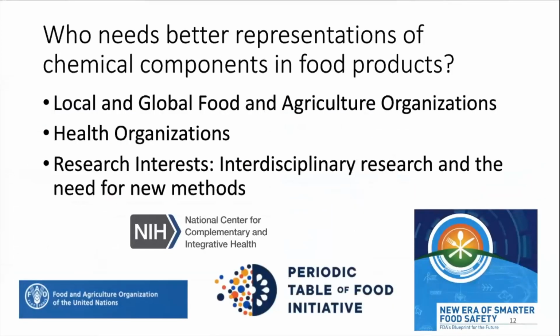So I think we clearly established that for the average user and untrained eye, all of this is ambiguous and confusing. And when we look at who else needs better representations of chemical composition components in food products, we would see local and global food and ag organizations, United Nations and FAO, hospitals, the NIH, American Heart Association, and of course, researchers who have a broad range of interests for research and development of new methods.